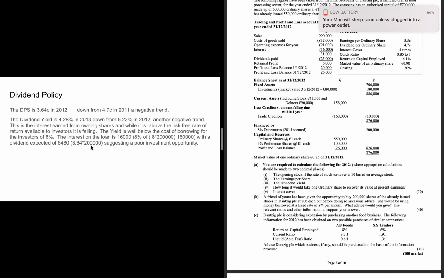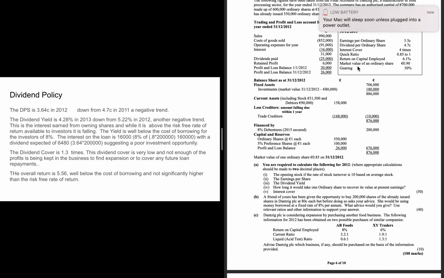So it's really a poor investment opportunity. If you're paying back more interest than you're getting in dividends, you're in a bit of trouble. Dividend cover 1.3 times. Now they didn't give us the dividend cover from the previous year, so we can't compare it. It's very low, and not enough of the profits being kept in the business to fund expansion. Usual line around dividend cover, and the overall return, dividend cover by dividend yield, is 5.56. You might want to check that. That could well be a typo. Below the cost of borrowing and not significantly higher than the risk-free rate of return. So that's another negative for us.